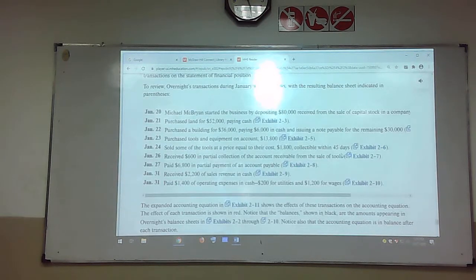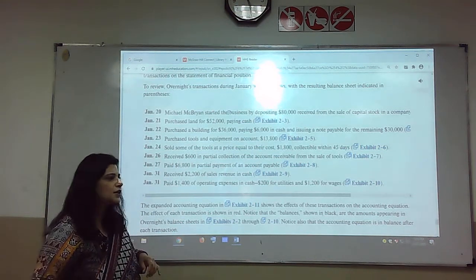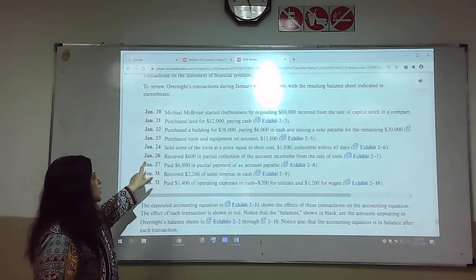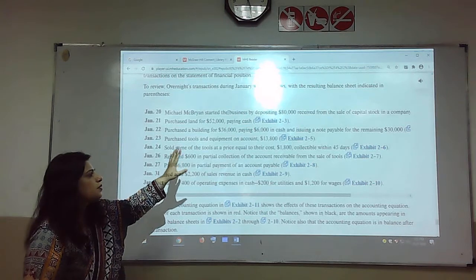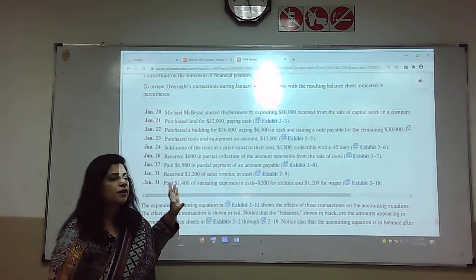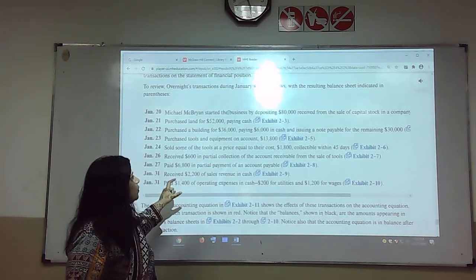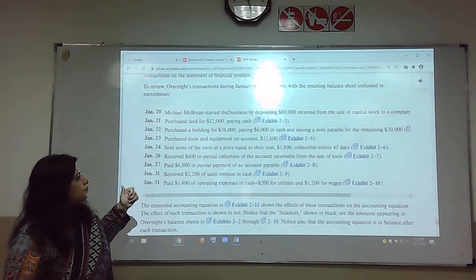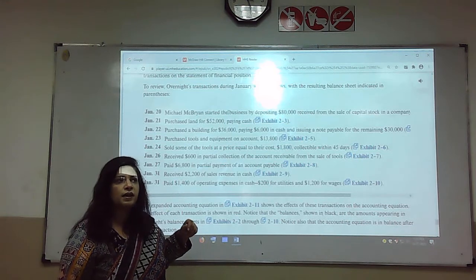Okay, so you can also open your books at 2-4 learning objective, and I'll just read it out to you. Perhaps you might not be able to see the entire content. It just says that Michael Bryan started the business by depositing $80,000 received from the sale of capital stock. Now, this is a very common example. I've already done that before in previous lectures. But what you need to understand is that when you deposit something, it was through some source. You don't just get money out of thin air.